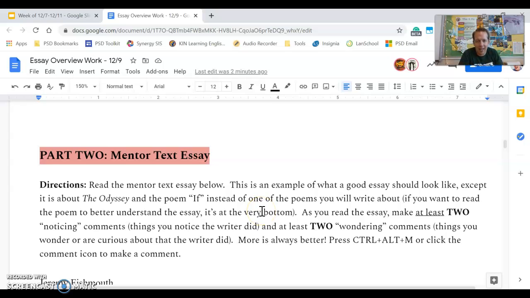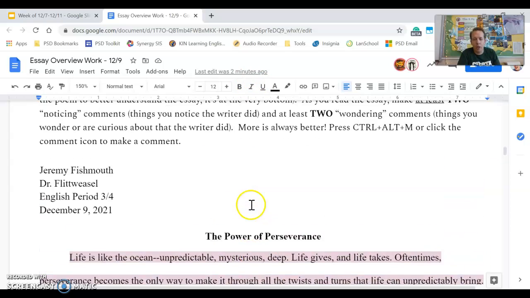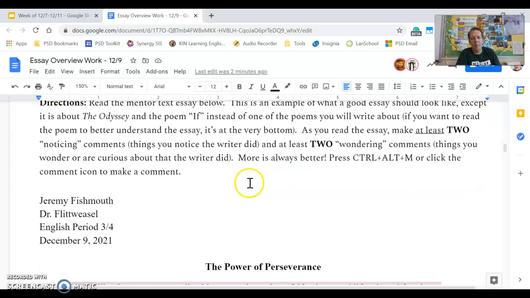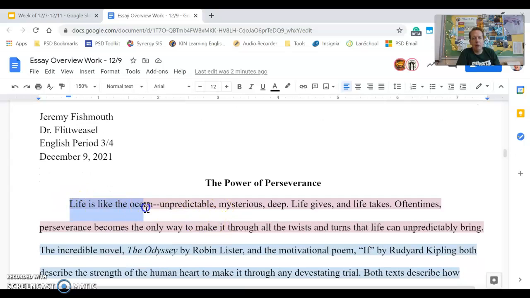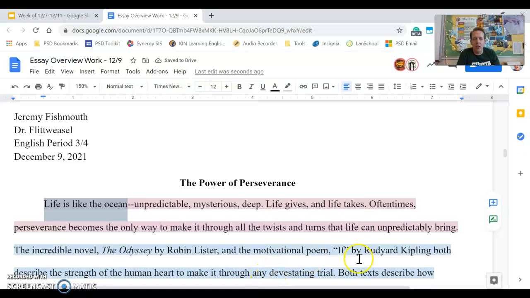So your job today, after you've done the prompt stuff, is to read this sample essay, and you're going to make some comments on it. If you look, we're going to do 2 noticings and 2 wonderings. What I mean by that is a comment on the side could be something like, "Ooh, I noticed that the essay starts in a creative way." So I can make a comment and say, here's my noticing: the essay starts creatively with an image and powerful language. Okay, you can't use that one, that one's mine. But then I would make that comment, and along the side, I've got my first comment.